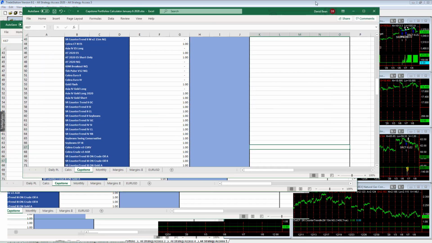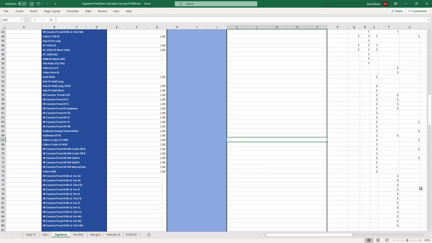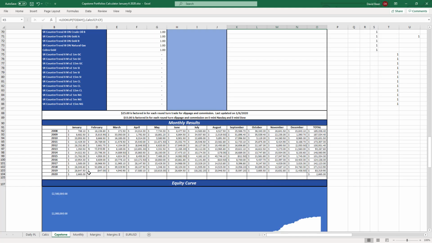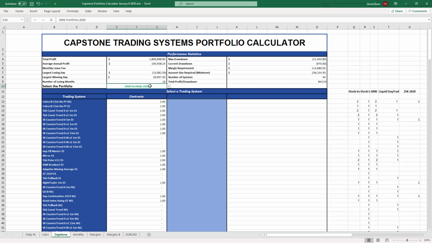Now let's take a look at it in the portfolio calculator through Monday, January the 6th. And so here is the portfolio calculator. You see through Monday, January the 6th, it's at a 970 drawdown. The total profit is $26.65. This is for the 200K portfolio. Now let's take a look at the liquid day trade portfolio. It has less strategies, has a higher drawdown.